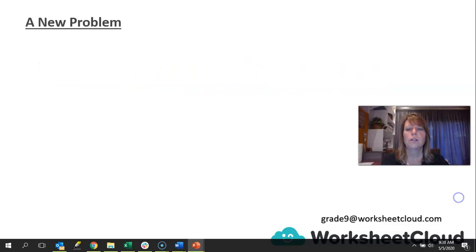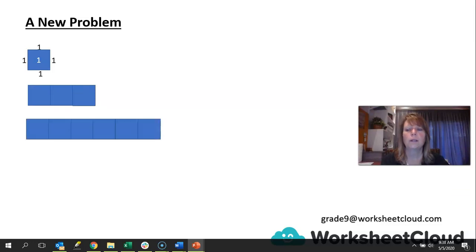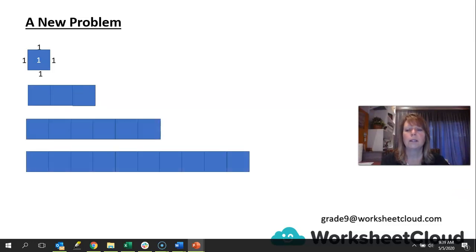Okay, let's look at another one, a new problem. Here we have blocks, and those ones around the blocks, that's block number 1, but the numbers around the block are the units of the perimeter. So for this one, we would say the perimeter would be 4 because there are 4 units. Let's have a look. There's a new diagram with 3 blocks in it, another one with 6 blocks in it, and another one. Let's count the blocks quickly. 1, 2, 3, 4, 5, 6, 7, 8, 9, 10.